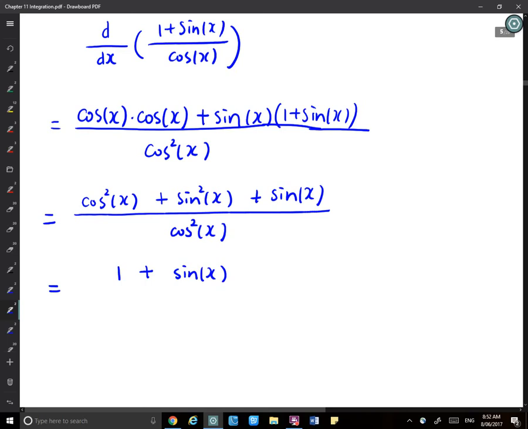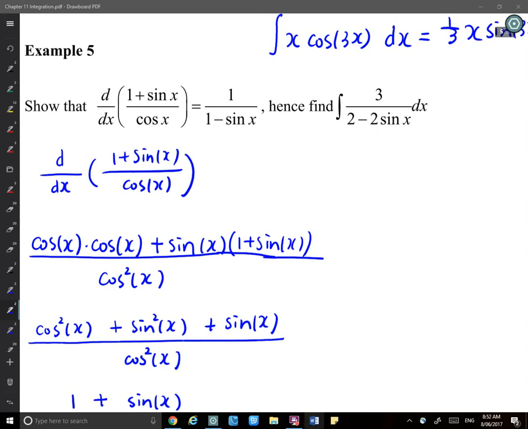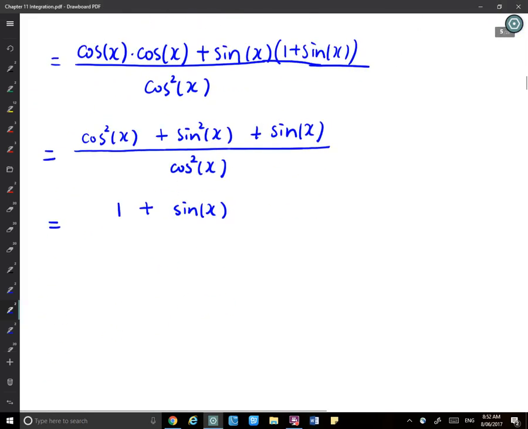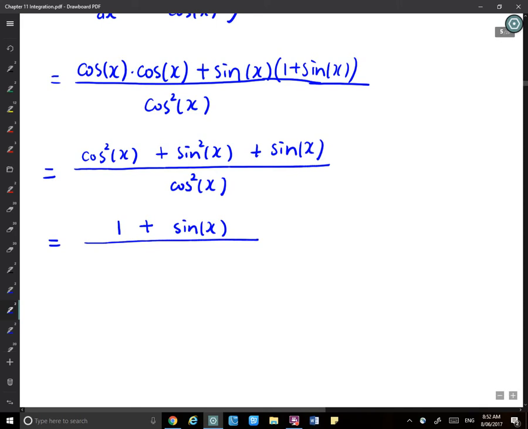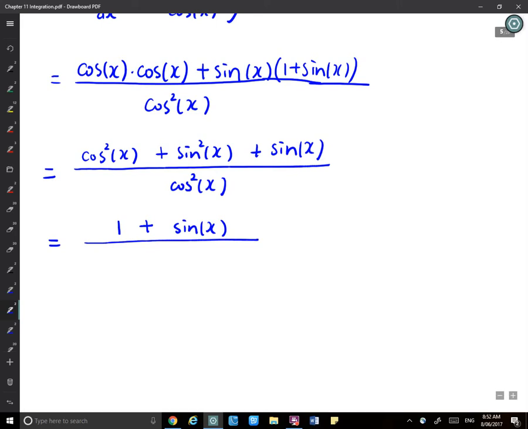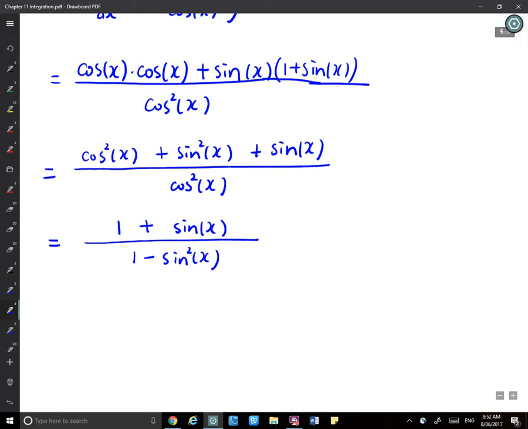What should I do to the bottom? Well, what I need on the bottom is 1 minus sine. It's nothing to do with cos. How can cos become sine? I have cos squared. Another question is how cos squared can become sine squared. Cos squared plus sine squared equals 1, then cos squared will be 1 minus sine squared x. But it still does not look the same. We are close to it.